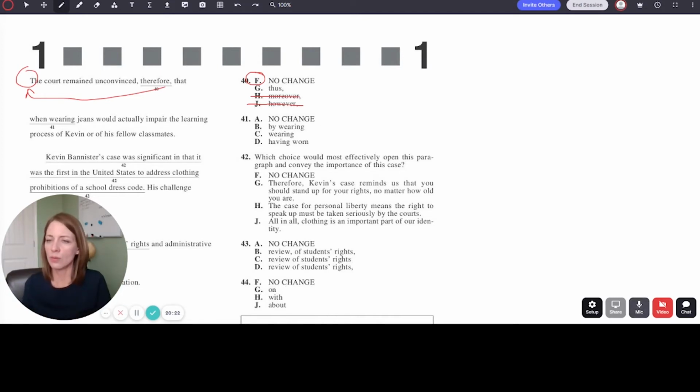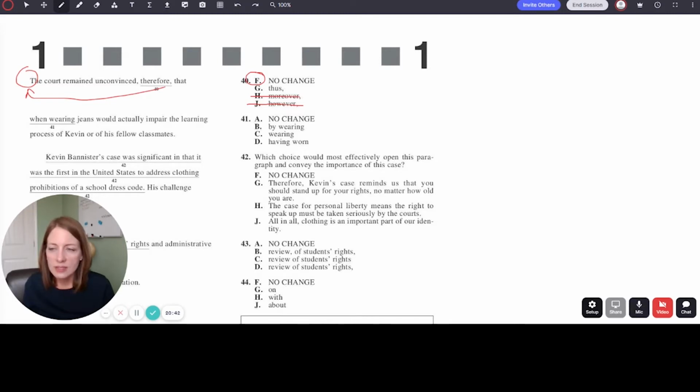Okay, so we're going to go with F. "Thus" sounds like it could be right, but I'm going to go with my gut and say that F is right. Okay.